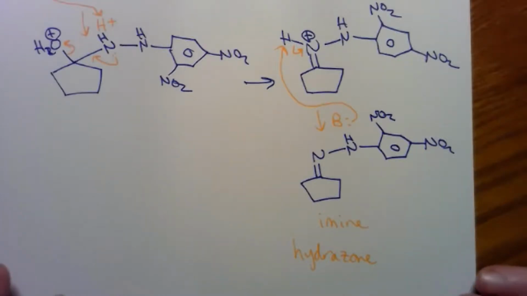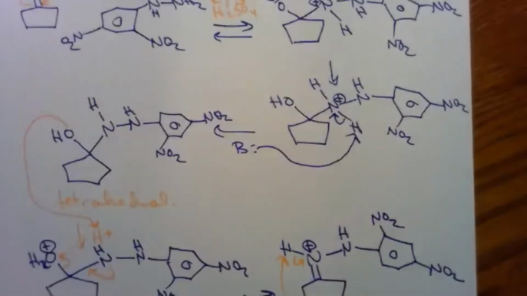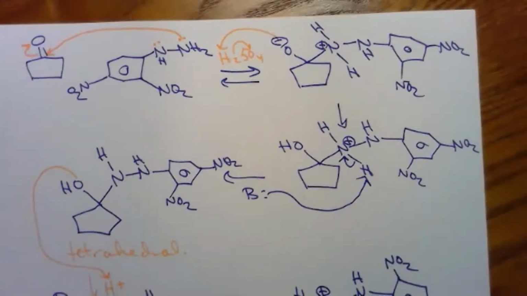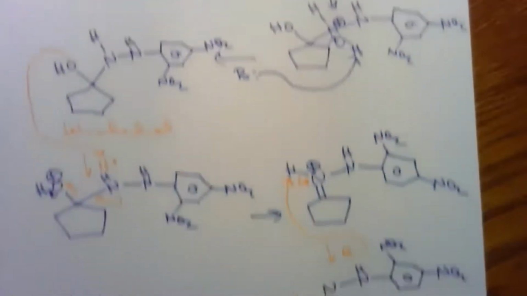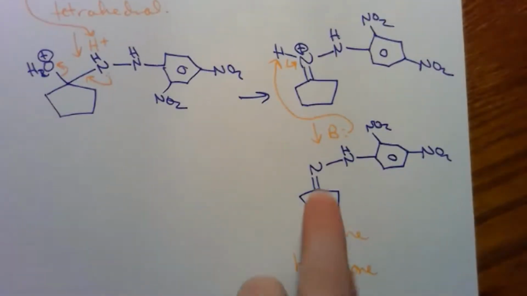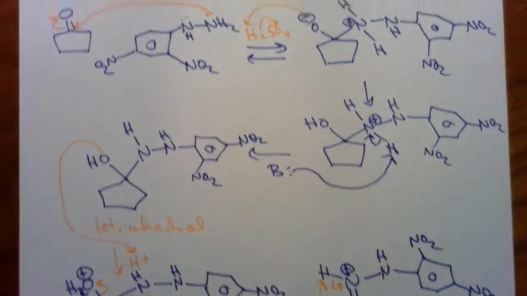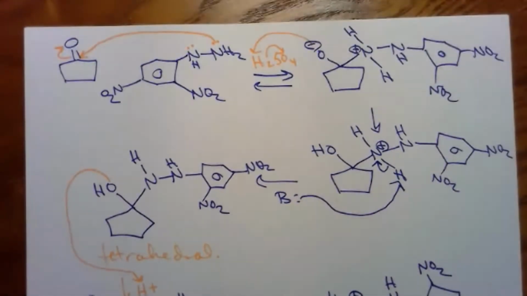So this is a pretty big mechanism. Maybe I'm just a large drawer, but it's a pretty big mechanism, but it's not very complicated. It's attack. Protonate, deprotonate, protonate, deprotonate. Exchange protons as many times as necessary to end up with a nitrogen doubly bonded to carbon. Only two steps in this reaction are not a proton transfer.